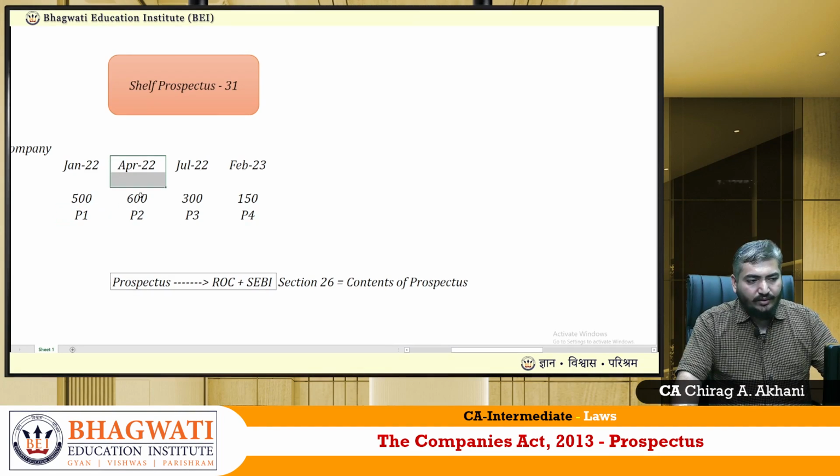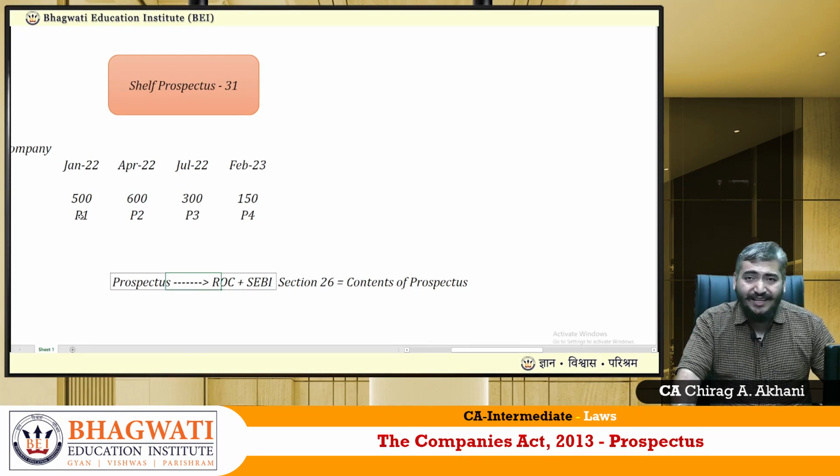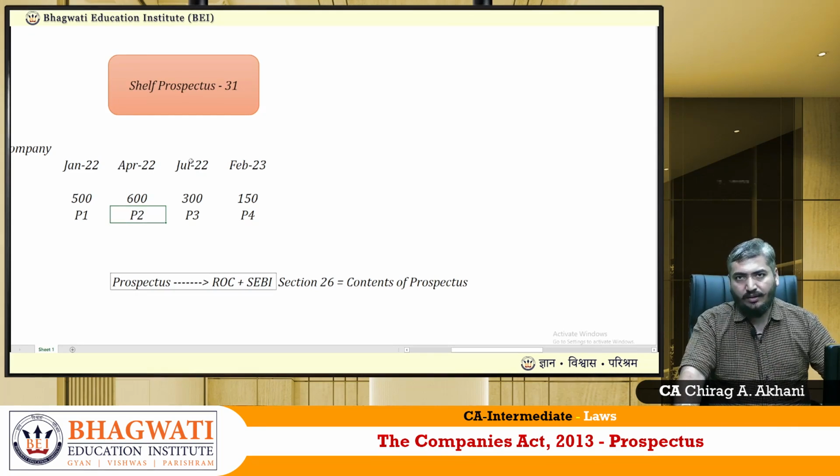While going for another issue, why should I give the same details again, and why should I go for the submissions again? Why should I redo the entire process? Instead of that, can I request the law that don't make me prepare the entire prospectus once again, but rather allow me to just give you the difference between the previous issue and this issue. Changes. I will just submit the changes and not the entire prospectus.